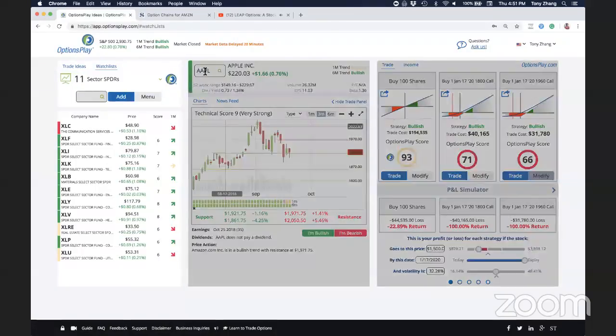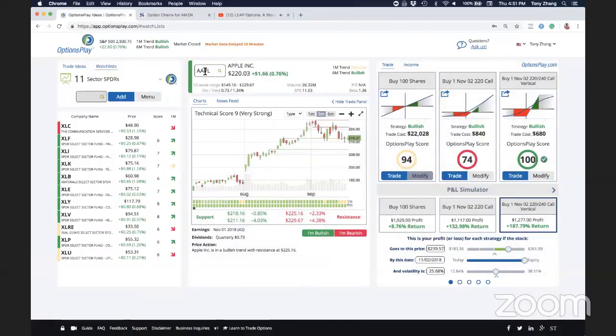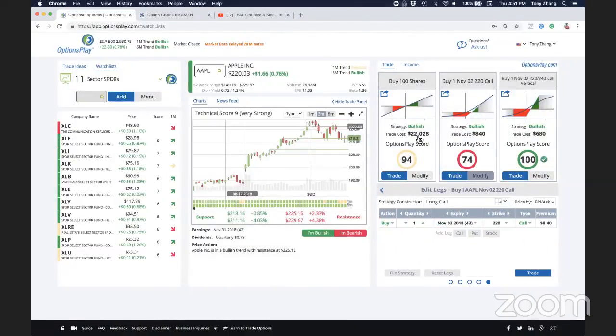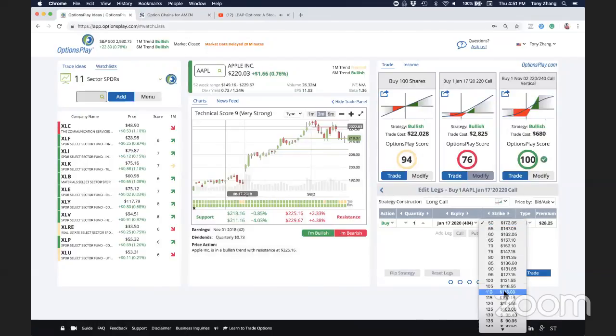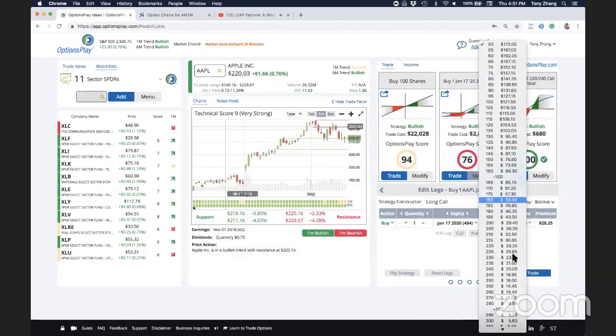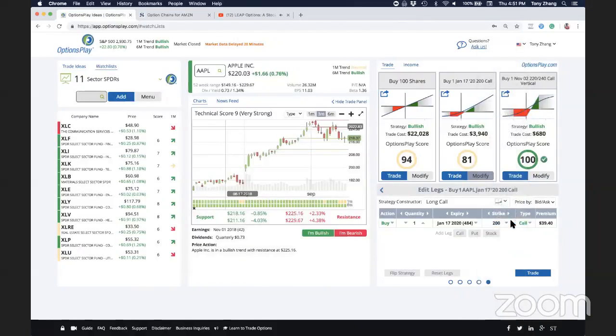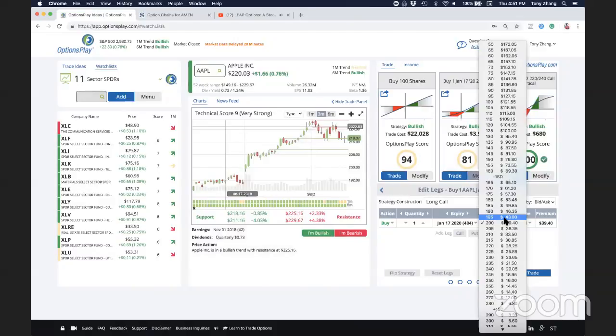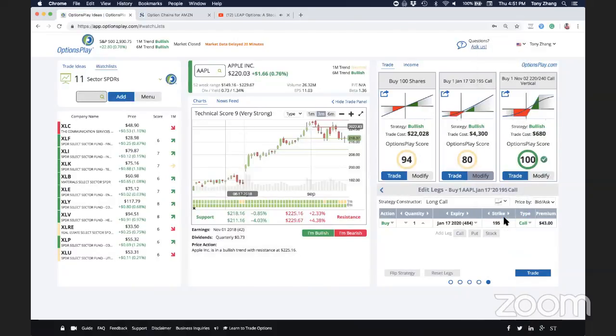Let's look at Apple instead. And I'm not necessarily sure that Apple will give you a better picture per se, but let's look at Apple. Apple costs $22,000 to buy 100 shares. Let's say we look at a LEAP option here again, the January 2020s. So $22,000, about 20% of that is roughly $4,000 or so.